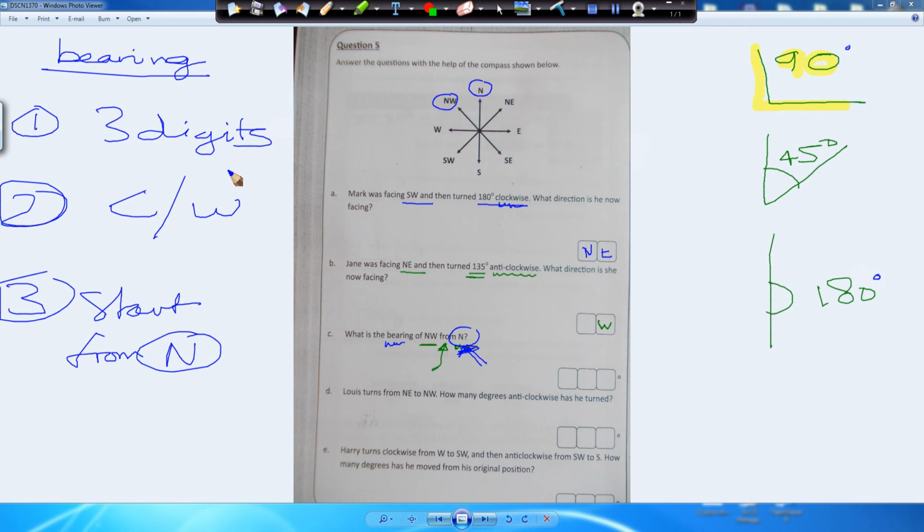Now 3-digit bearings means you have to give the answer using 3 numbers. So for example, if you had a bearing of 37 degrees, your answer would be 037 degrees. That's it, that was your answer. Okay? Let's get rid of that.